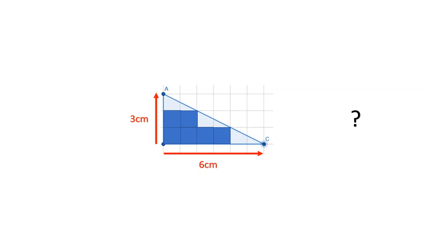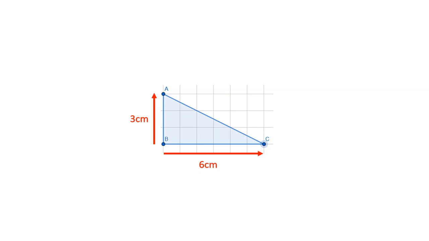So this is a method we're going to look at today that allows you to find the area of any right angled triangle, whether or not you've got a grid and whether or not you've got half squares. So I've got this triangle here. It's a right angled triangle. It's got a right angle in it. It's 3 centimetres up the way and 6 centimetres across the way.